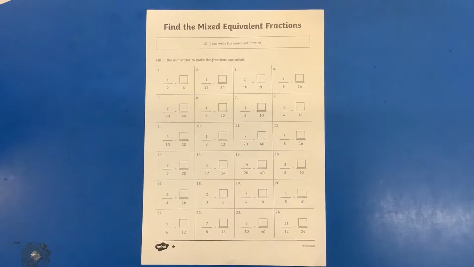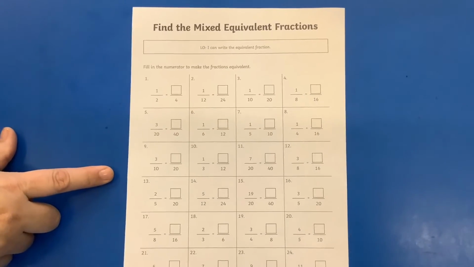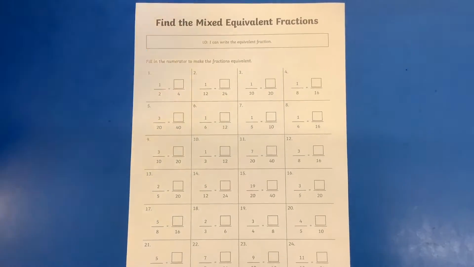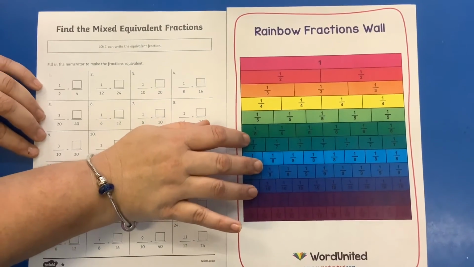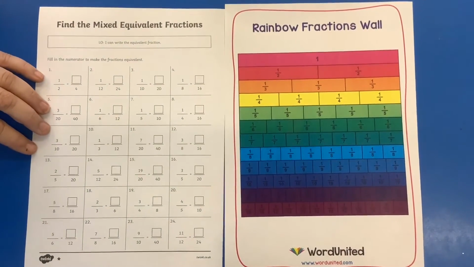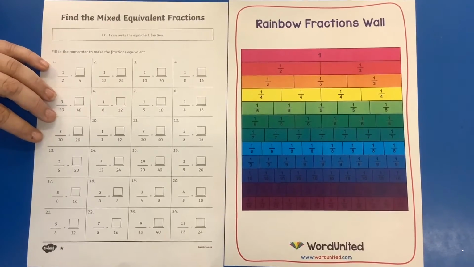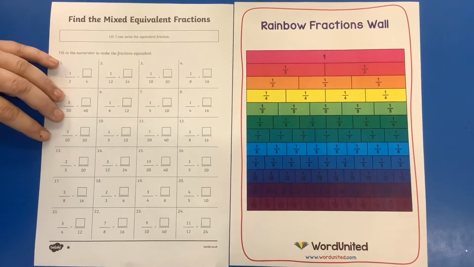So in your packs, you should have this sheet. It's called Find the Mixed Equivalent Fractions. And also I forgot to say yesterday that also in your packs is this. Now this might help you. This is a rainbow fractions wall. So you might have already discovered that in your pack anyway, but you might need that just to check your answers for today. So have a look, you should have that in there.